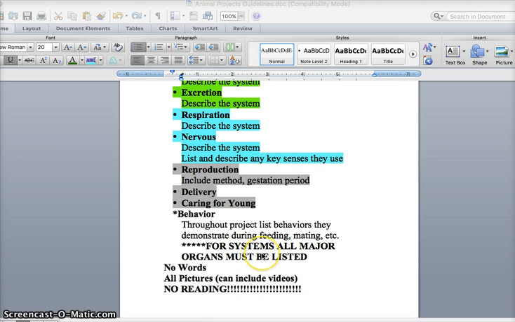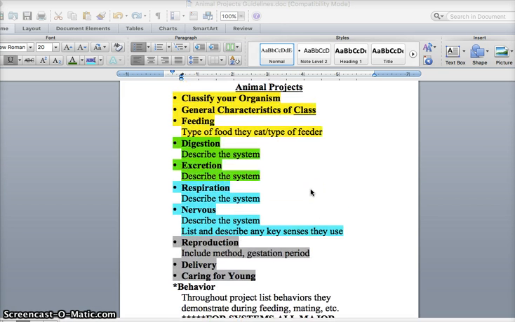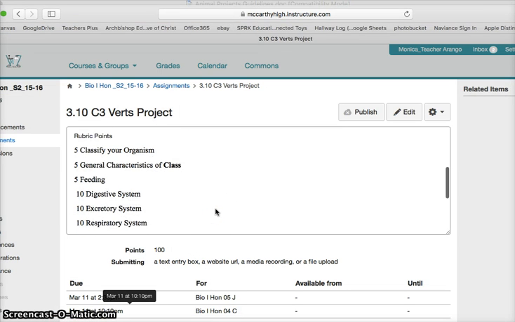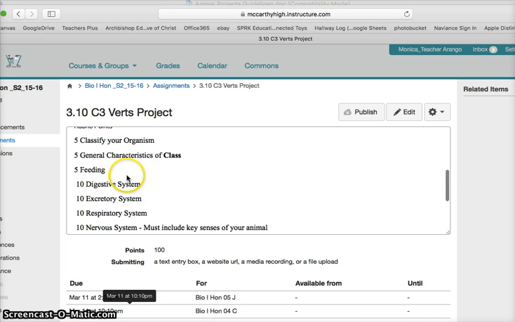You must include, for your systems, all the major organs. This is going to be the biggest bulk of the grade. If you notice back in the rubric, it tells you the point value. If you're going to get 10 points for digestive system and you're missing an organ, you're probably going to lose 2 points. So it adds up if you're not thorough.